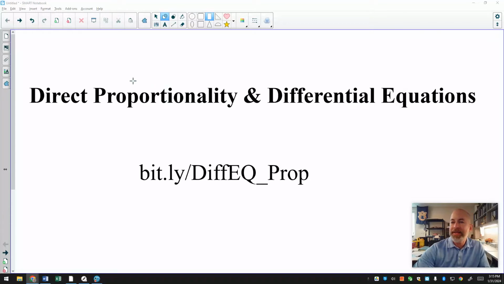We are going to look at direct proportionality as it is mentioned in differential equations.